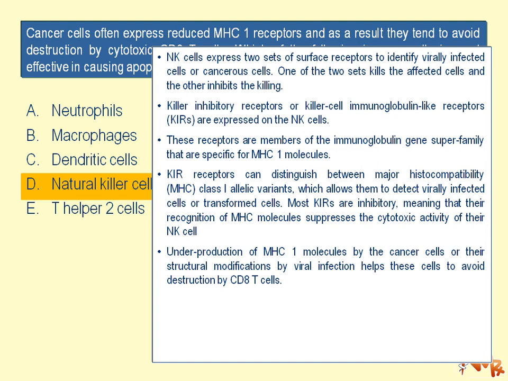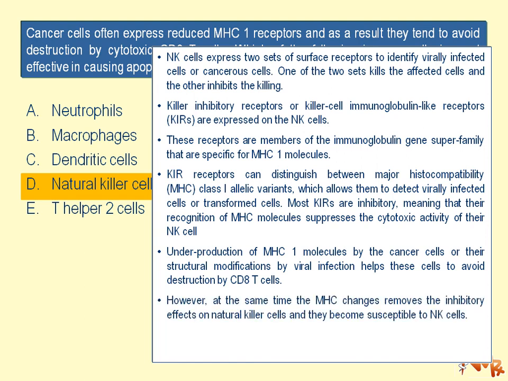Underproduction of MHC1 molecules, which is characteristic of most cancer cells, or their structural modifications, which is characteristic of cells that are virally infected, helps these cells to avoid destruction by CD8 T cells. So CD8 T cells can only identify the proper number and proper quality of MHC1 molecules on different cells. If the cells modify the MHC number or MHC quality, the CD8 T cells are unable to destroy those cells. However, at the same time, the MHC changes remove the inhibitory effects on natural killer cells, and the cells become susceptible to natural killer cells.